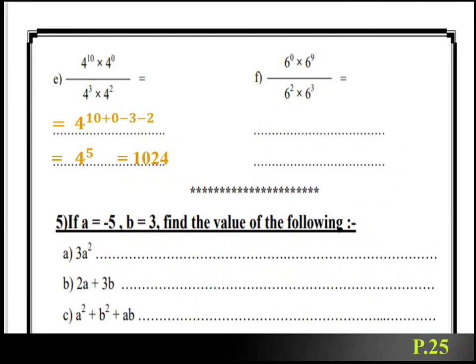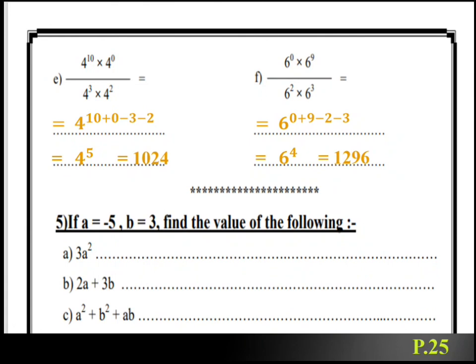Letter F. 6 power 0, 6 power 9, 6 power 2, and 6 power 3. All the bases are 6. So I will write just 1 6 and add the powers up and subtract the powers down. It will be 6 power 0 plus 6 plus 9 minus 2 minus 3. It will be 6 power 4, which is equal 1296.